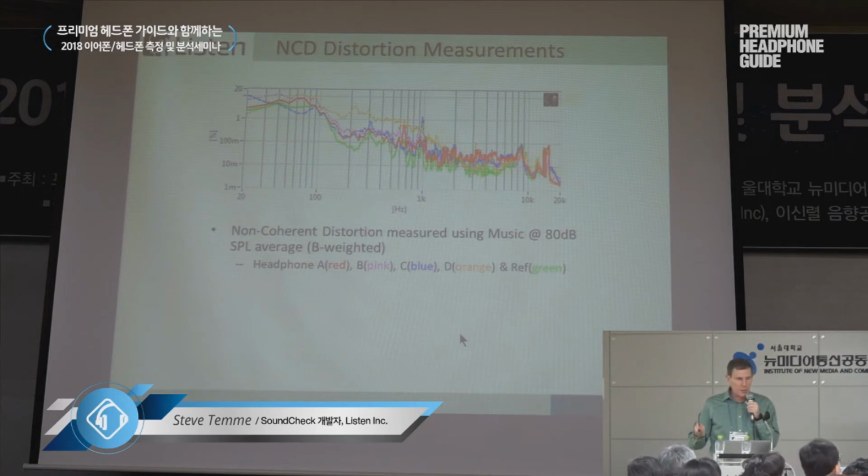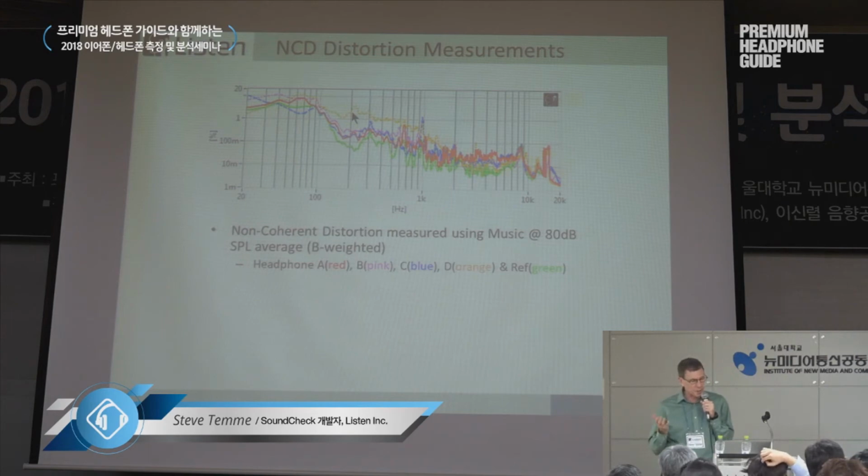So what was really interesting was everyone who did the listening test agreed with these curves. These curves are showing 4 different headphones. The green curve is actually the reference headphones, the Stax. And you can see that they have the lowest non-coherent distortion. And then the worst headphone was this orange curve. And all the subjective double-blind listening tests, the listening panel, said that this was audibly the worst headphone.